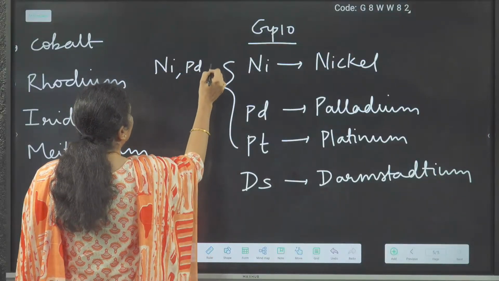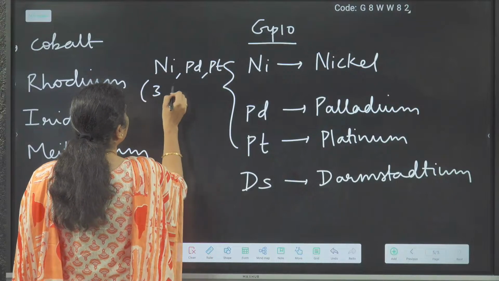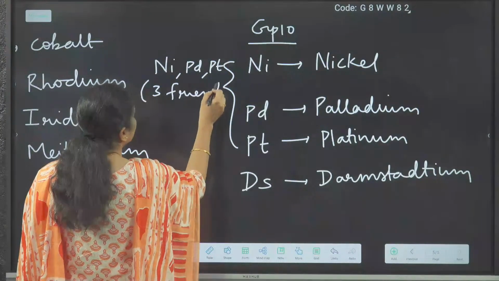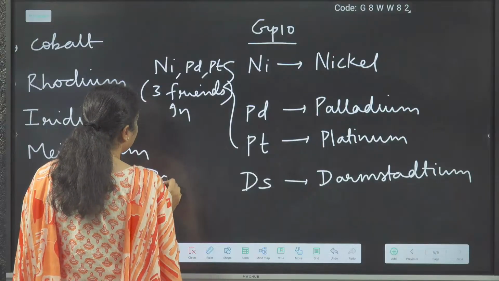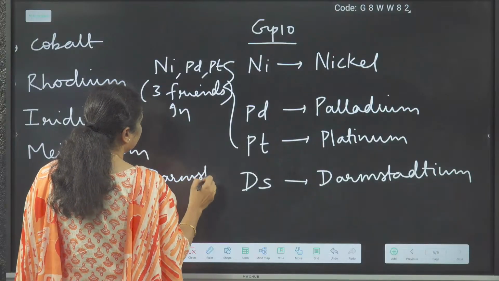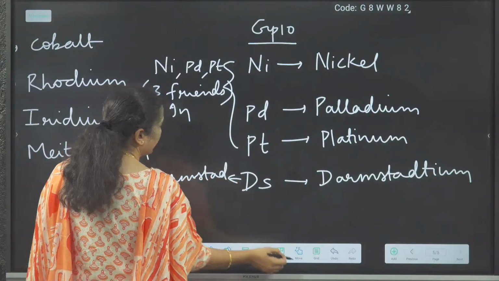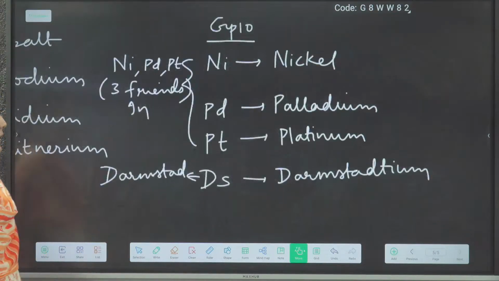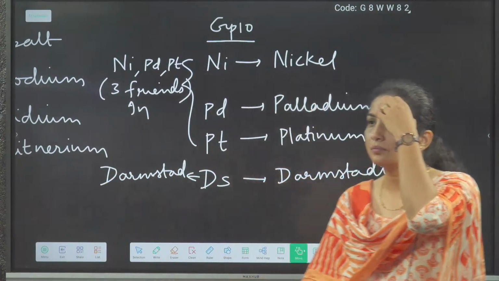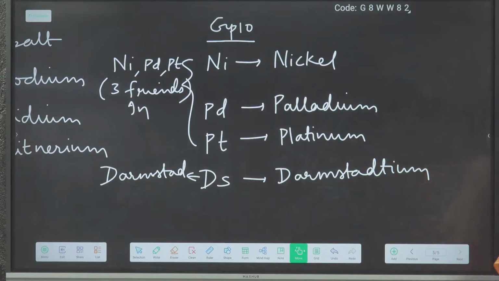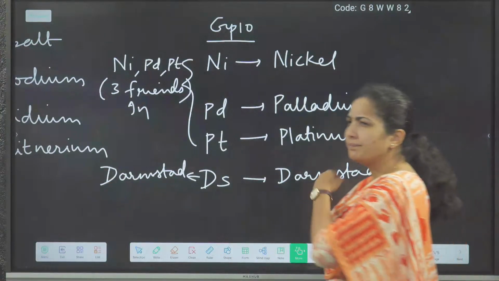Nickel, palladium, platinum. These are three friends in which place? Darmstadt. Darmstadt is the name of the place here. Write this down, everybody.